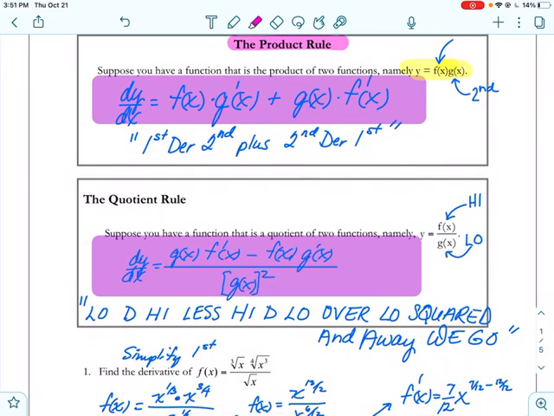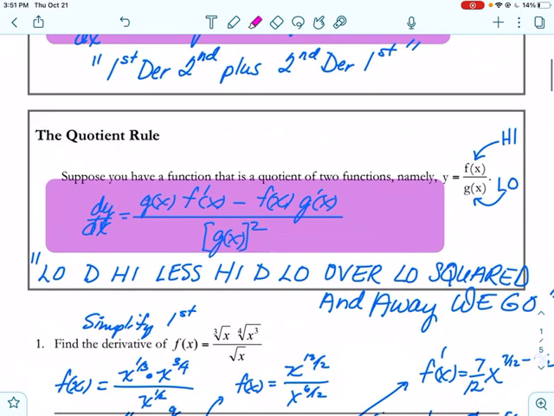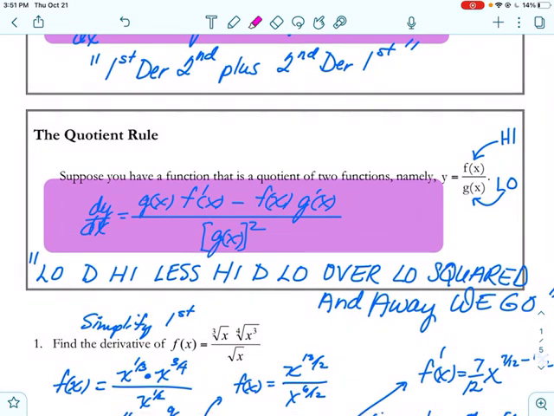Now, you don't want g of x to equal 0 because it's in the denominator, and then of course the function would be undefined in the original function, y is equal to f of x over g of x, and the derivative would also be undefined.